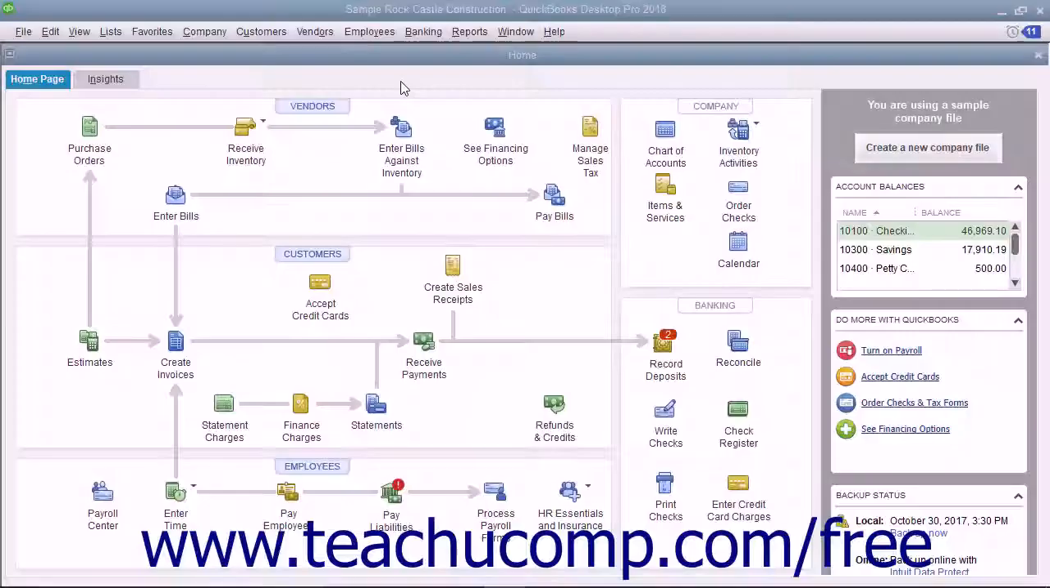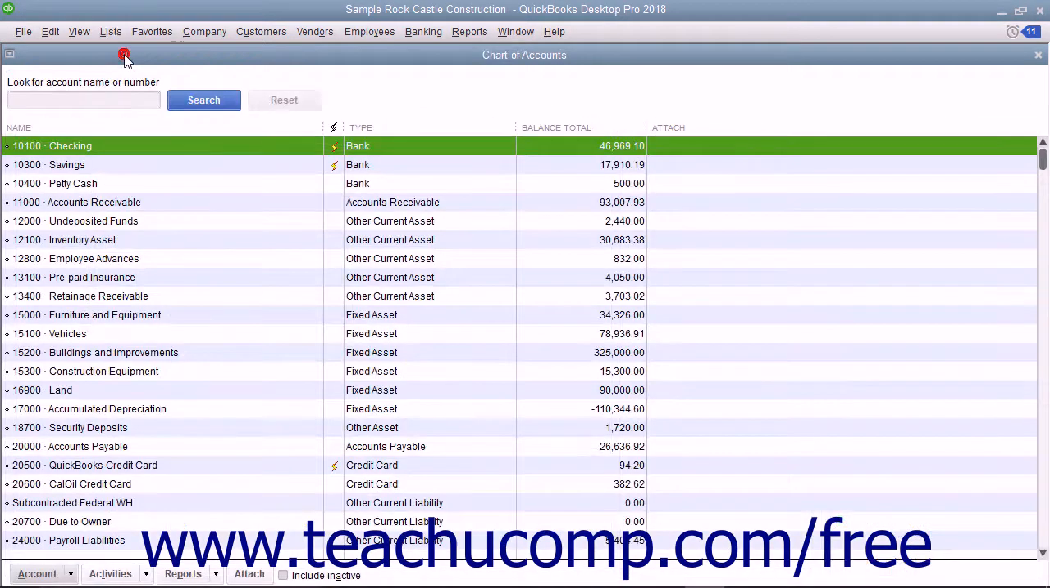Although you do not have to be fluent in accounting terminology to understand QuickBooks, it is necessary to have a basic understanding of some accounting concepts prior to entering information into the program. The first concept to discuss is the chart of accounts. A chart of accounts is a listing of all the accounts used within your company file. You can open the chart of accounts by selecting Lists, Chart of Accounts from the menu bar.